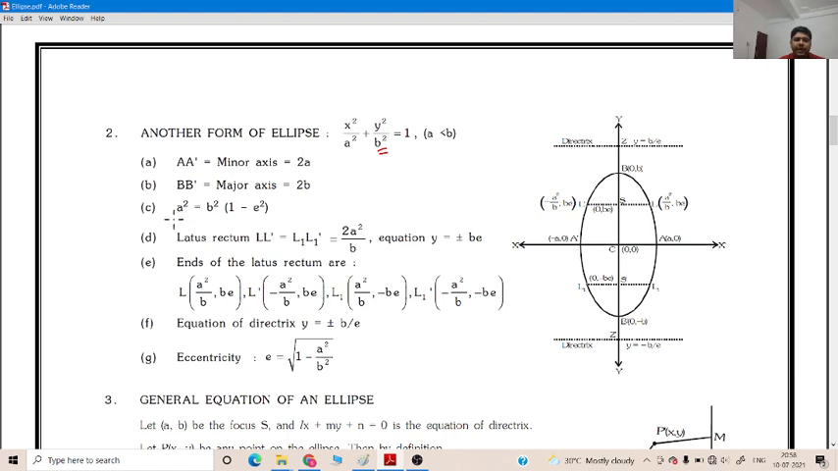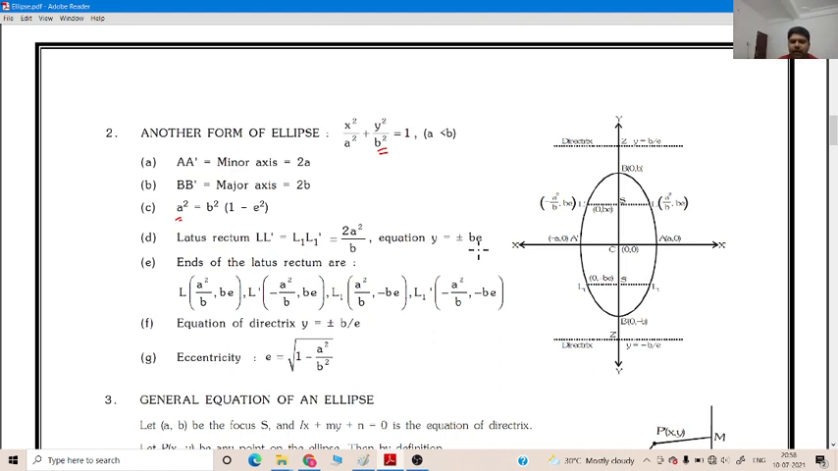And if b is greater, then b square equals a square into 1 minus a square. Otherwise, if a is greater, then you have a square equal to b square into 1 minus a square. And the length of the latus rectum, the previous form is what? Twice b square by a. Here you have twice a square by b.